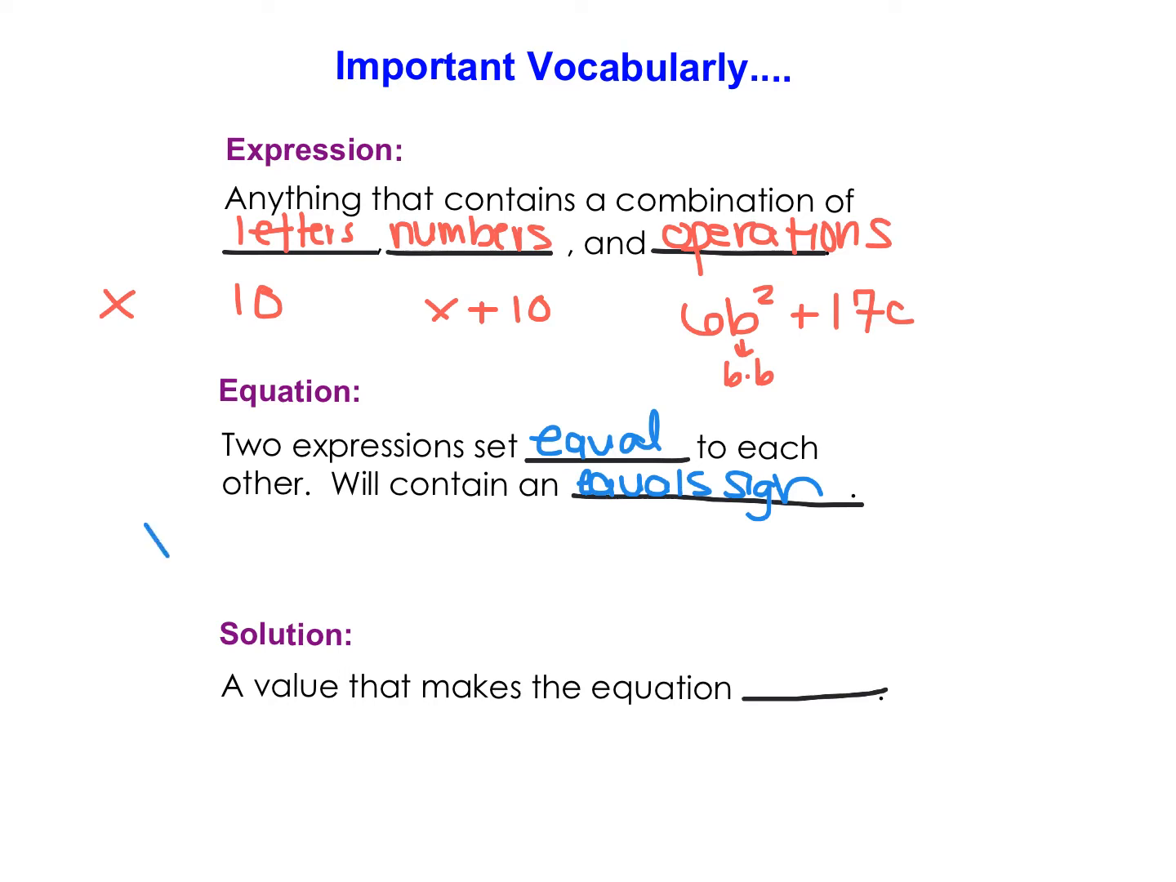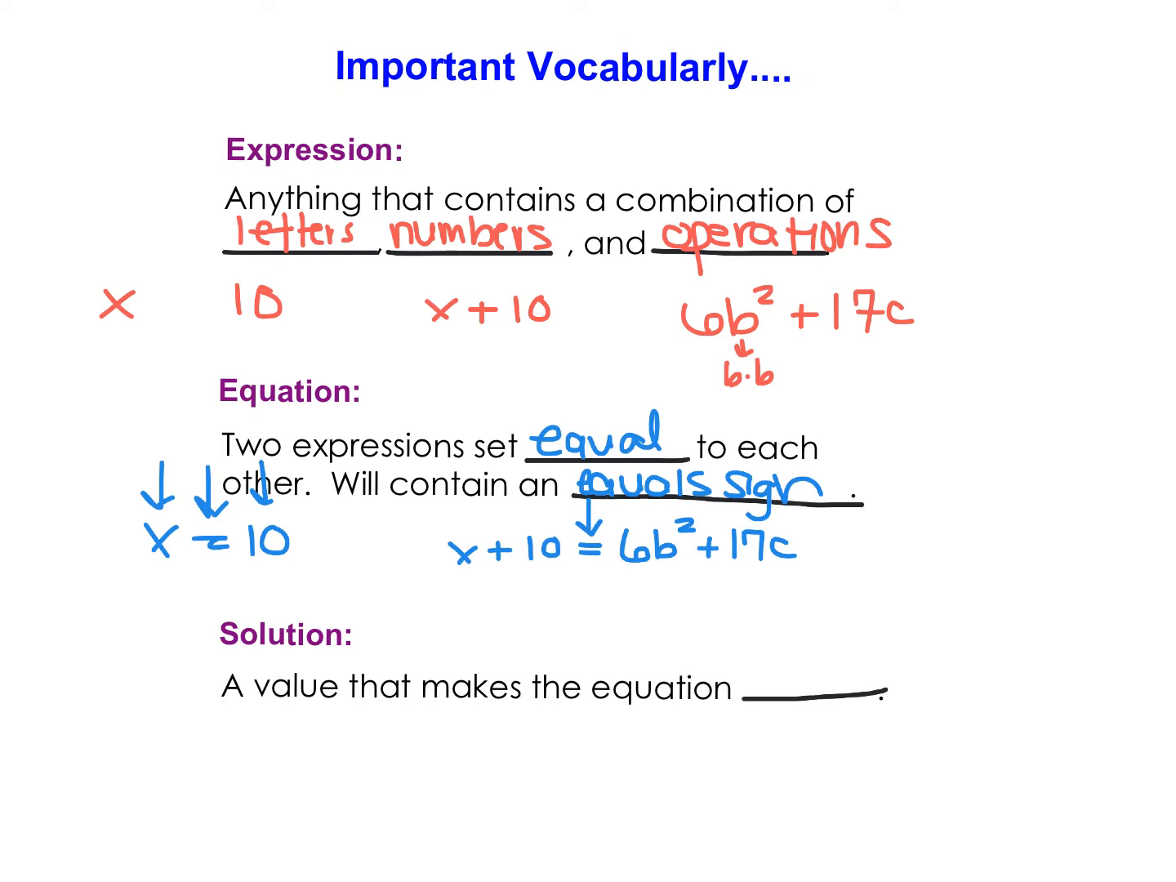So for example, you could have x equals 10. You have letters, numbers, operations, those are your two expressions right here, and they are set equal with an equal sign in between. You could also have something like x plus 10 is equal to 6b squared plus 17c. Again, you have two expressions, things that contain letters, numbers, and operations, set equal to each other with an equal sign. So that equal sign is really the key to an equation.